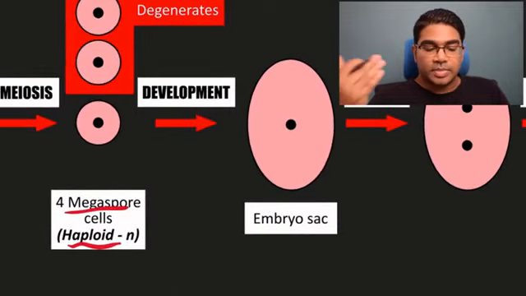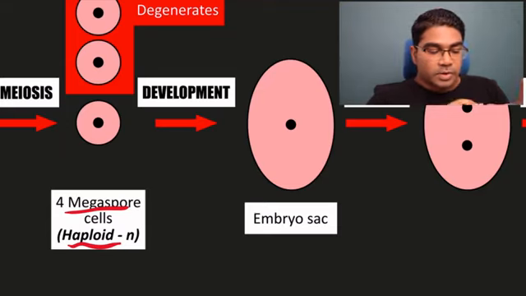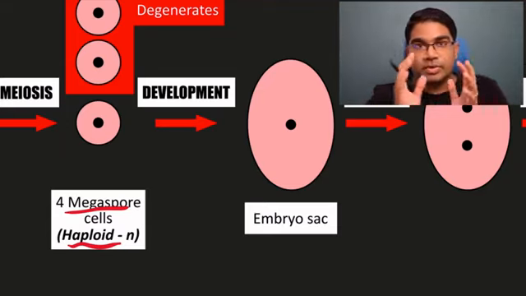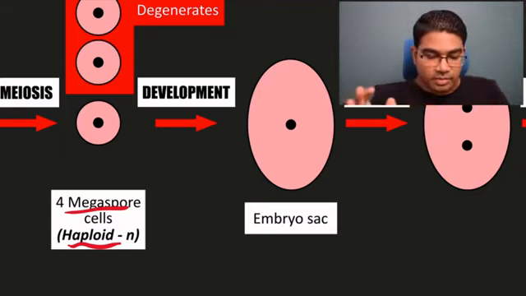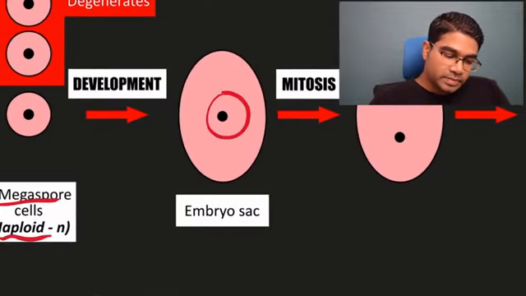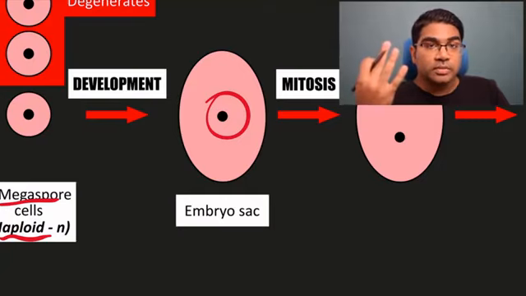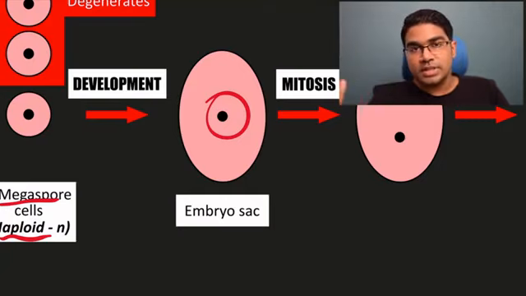So again, you can see the parallel. The second process is the same. It is development. Megaspore cell develops into the embryo sac. Now this is not the end, because the embryo sac currently only has one nucleus. This nucleus is going to undergo the third process, which again is mitosis.